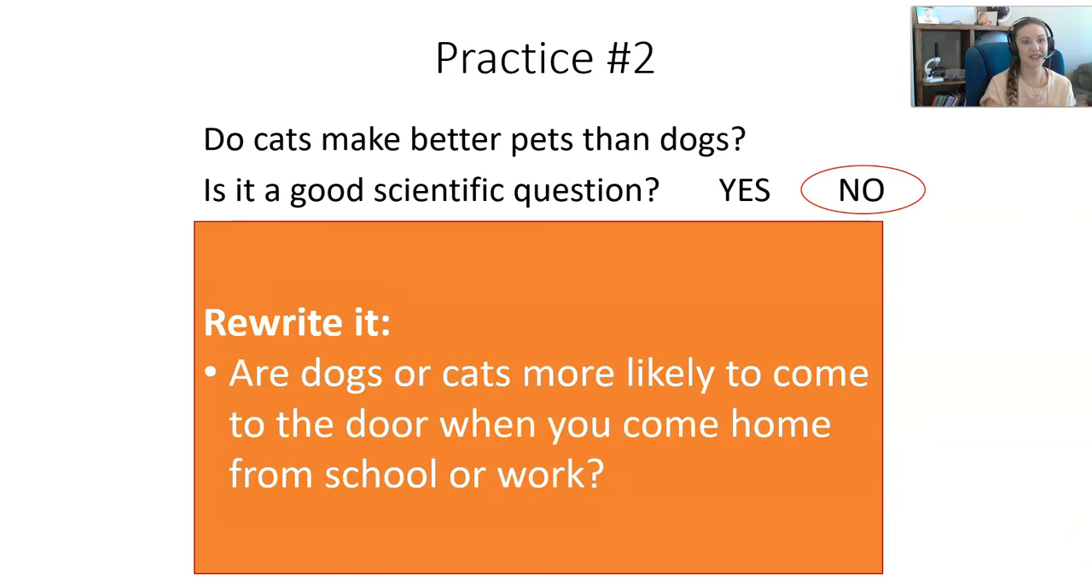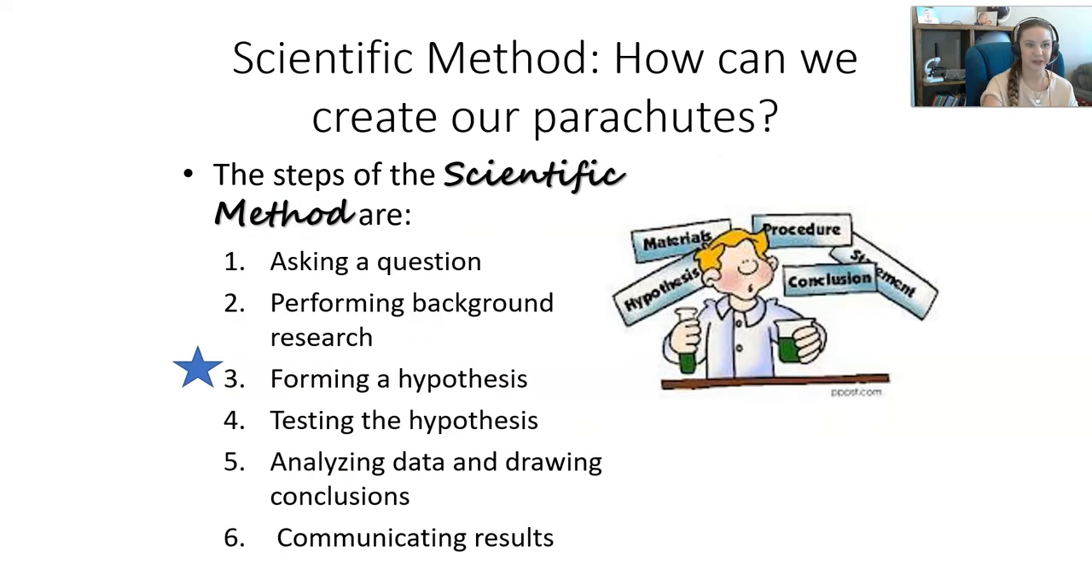But we could rewrite it and we could say, are dogs or cats more likely to come to the door when you come home from school or work? This is something that you can test. You can try it each day with a dog, take tallies of how many times they come and greet you, and compare that to a cat. That would be a testable scientific question. And then we could form a hypothesis.